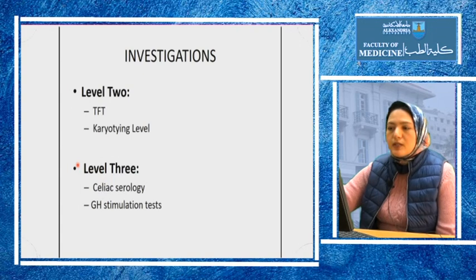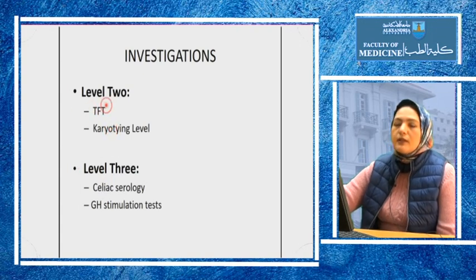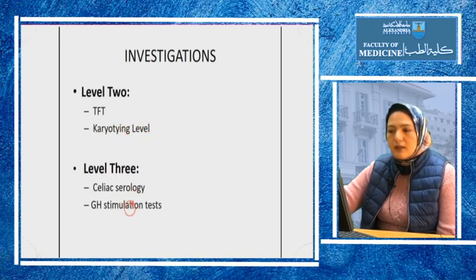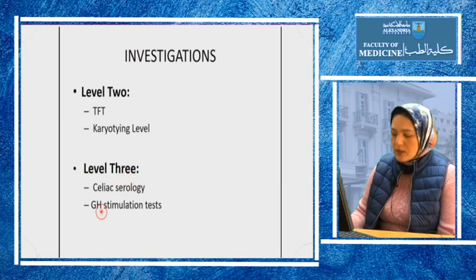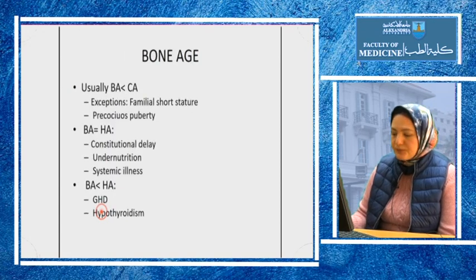Next, we have to exclude, as we mentioned, hypothyroidism by doing a thyroid function test, karyotype if a genetic disease is suspected, and finally, celiac serology for cases of malabsorption, and a growth hormone stimulation test to diagnose cases of growth hormone deficiency.